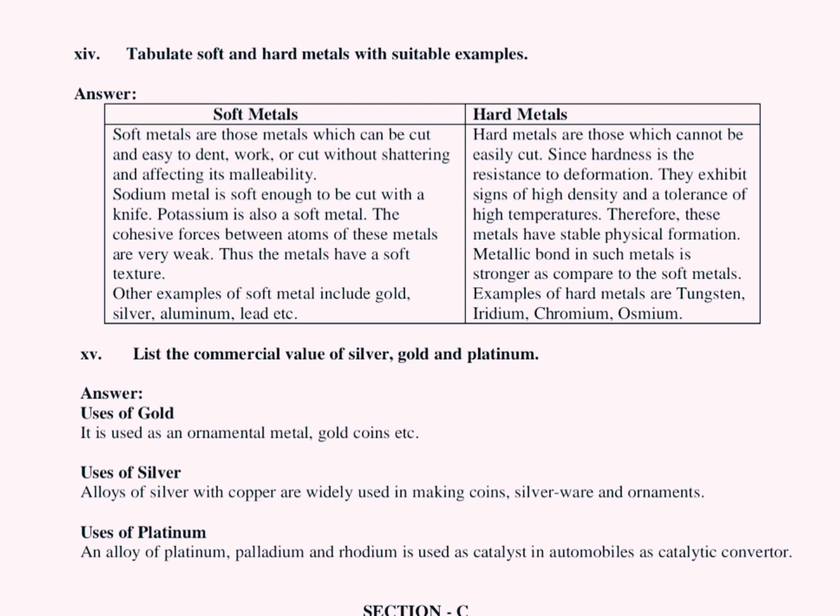There is a comparison of soft metal and hard metal. Soft metals, obviously you can cut them easily, and they have malleable property. Their malleability is high. For example, sodium metal, it's very easy to cut with a knife even. And potassium is also a soft metal. The cohesive forces between the atoms of these metals are weak, that's why they are soft. And they have a very soft texture as well, although you're not supposed to touch it.